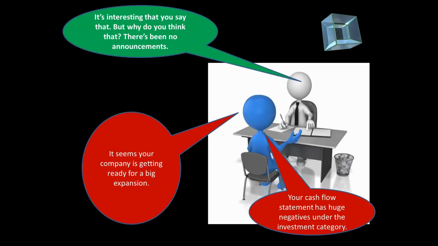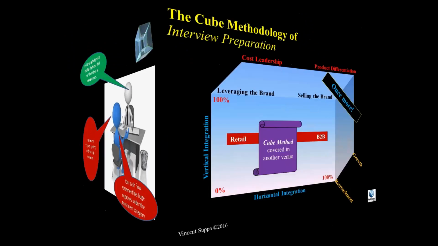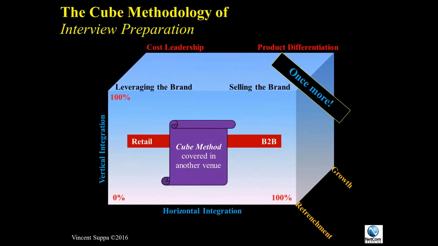Now, these 3 illustrations are things that are easily discovered by looking at the income statement, the cash flow statement, or the balance sheet. And for a public company, these statements are ubiquitous on the web. So again, just to revisit, here is the cube covering the 6 dimensions of strategy.